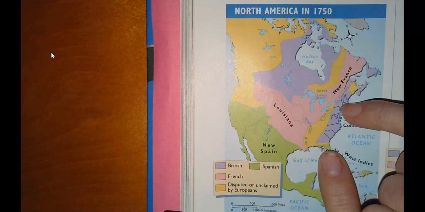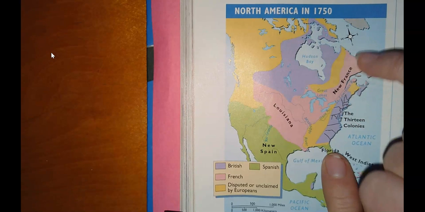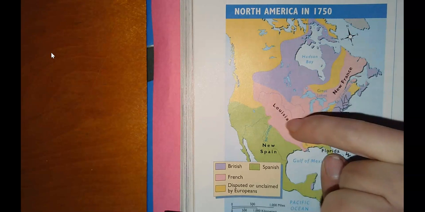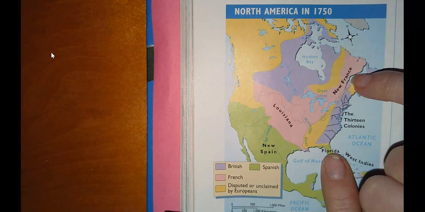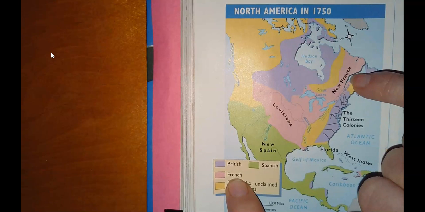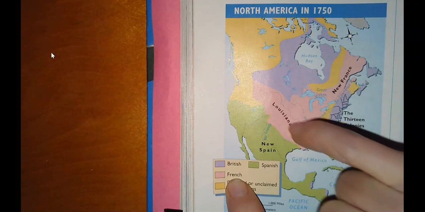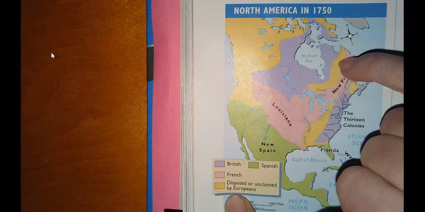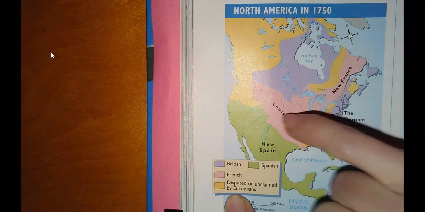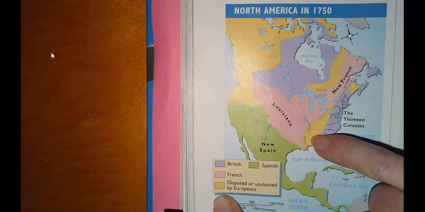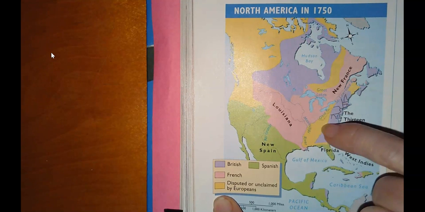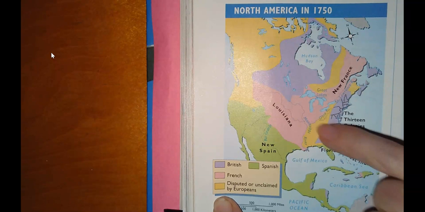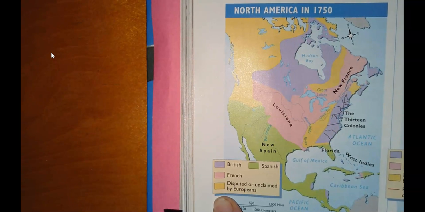Now we're going to look at a bigger picture, these 13 colonies that were governed by England or Great Britain. We're going to look at the fact that right next door was land claimed by the nation of France. The people from there are called the French people. In between land claimed by England and France is this yellow part, this disputed land, which means both England and France said this land belongs to them.